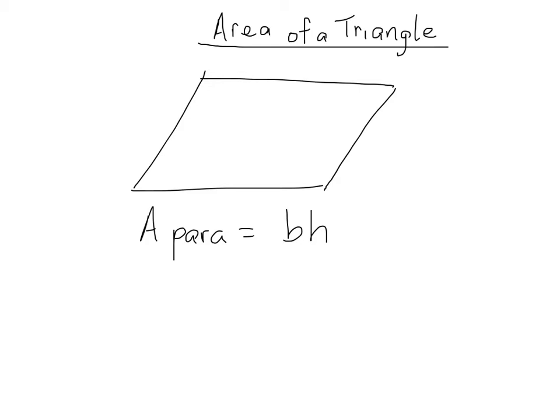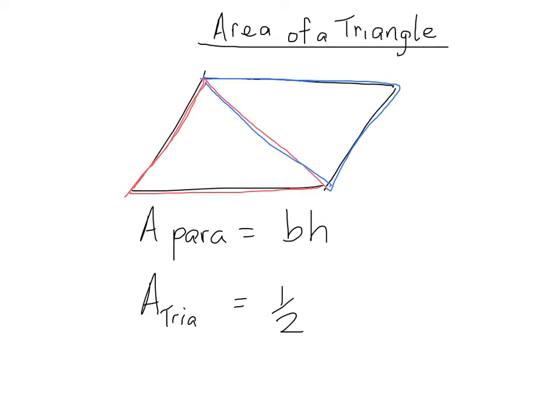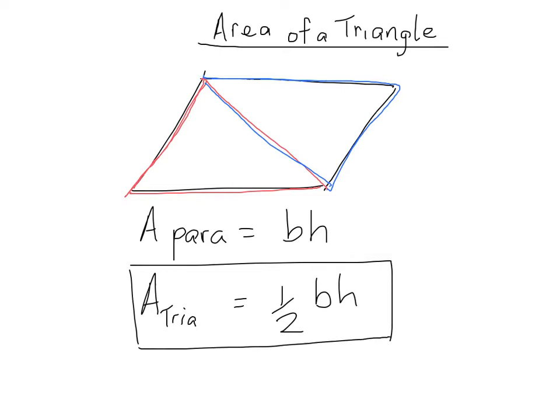If we take our parallelogram and cut it in half at the diagonal, then we've created two triangles. The triangles are congruent to each other. They're the same size, that red triangle right there and the blue one that I'm about to draw are congruent triangles, which means that the area of one of those triangles is half of the area of the whole parallelogram. So the area of a triangle, I'll call it tria for short, is a half of the area of the parallelogram, so a half base times height. That's how we get the formula for the area of a triangle.